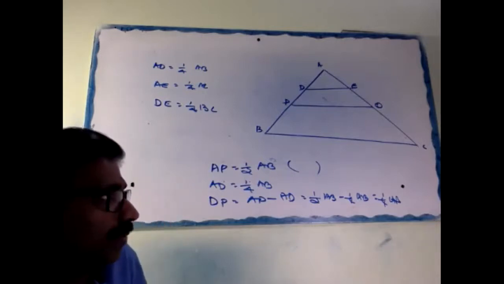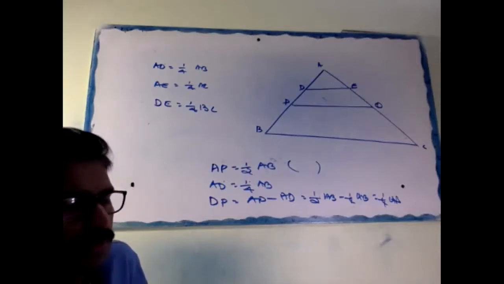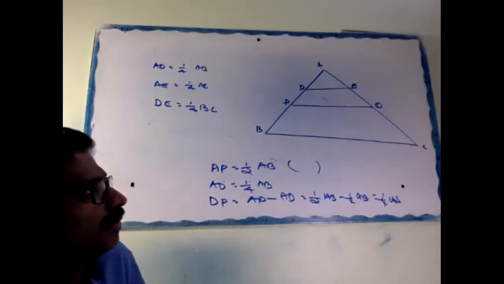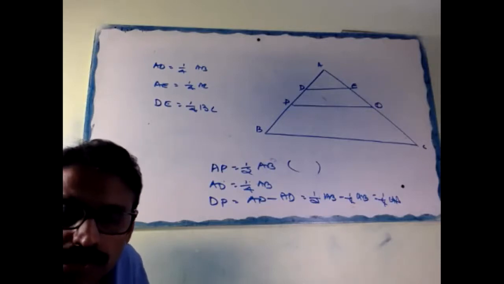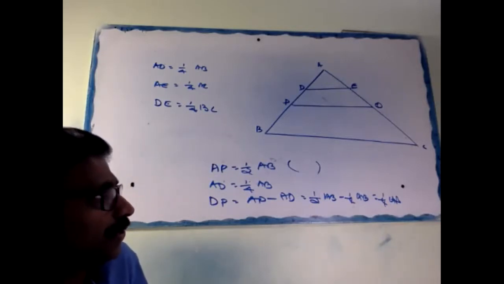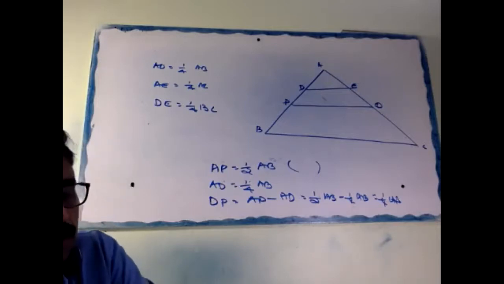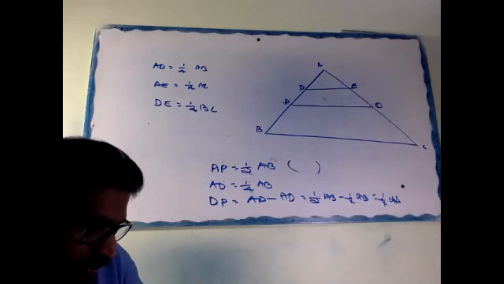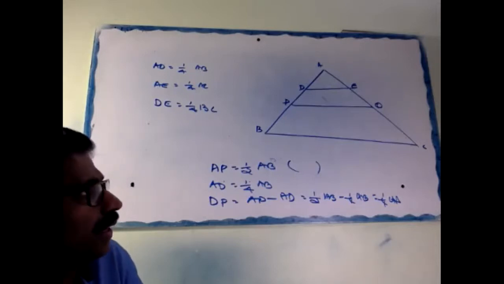Similarly, E is the midpoint of AQ. Then after that, in triangle APQ, D and E are the midpoints of AP and AQ.